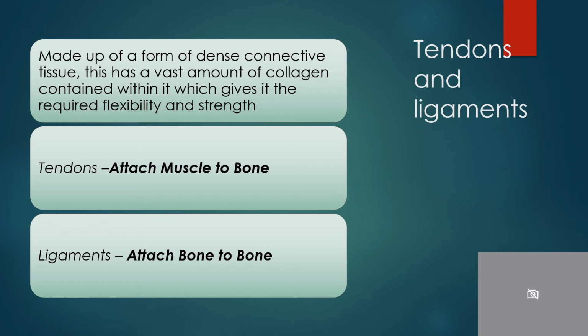Tendons and ligaments. Made up of a form of dense connective tissue, this has a vast amount of collagen combined within it, which gives it the required flexibility and strength. It's important that you understand the difference between tendons and ligaments. Tendons attach muscle to bone, and ligaments attach bone to bone.